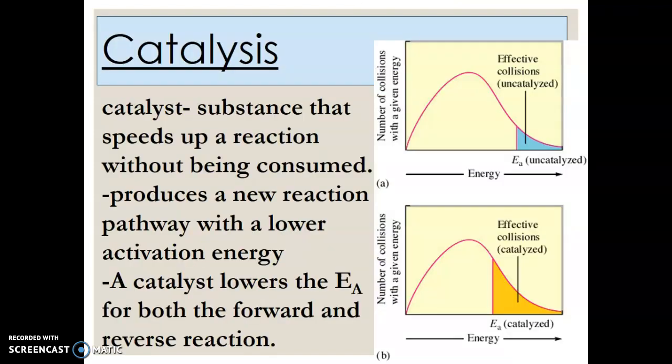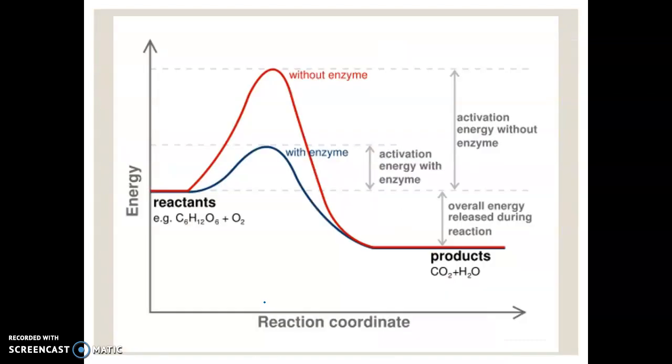So the last thing that we need to talk about is catalysis. A catalyst is a substance that speeds up a reaction without being consumed. It produces a new reaction pathway with a lower activation energy. So it allows the reaction that's already occurring just to happen with lower activation energy. The catalyst lowers the activation energy for both the forward and the reverse reaction.